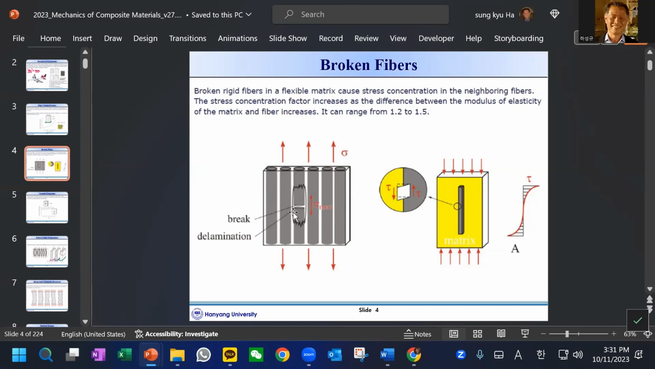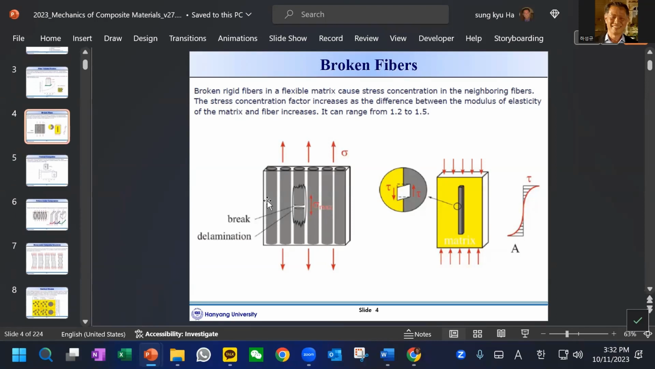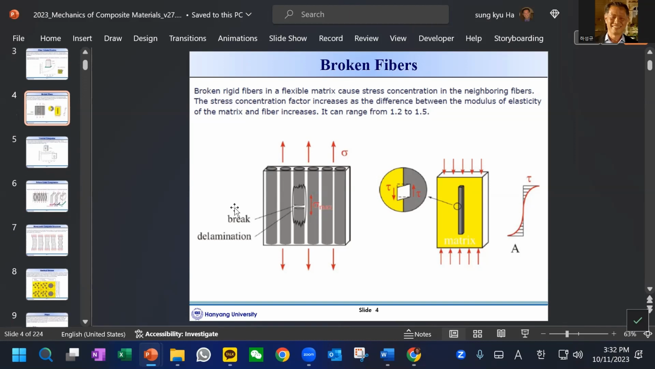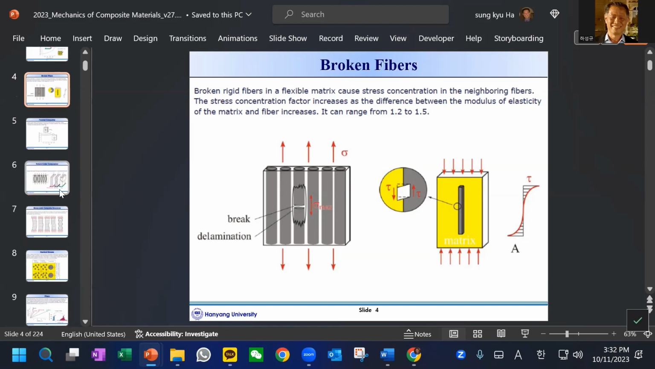So locally, we need to visualize what will happen to broken fibers. Easily the fiber can be broken, but we don't worry much because there are so many fibers surrounding one fiber, and most of the load is just transmitted through the resin, and then other fibers can support the load.